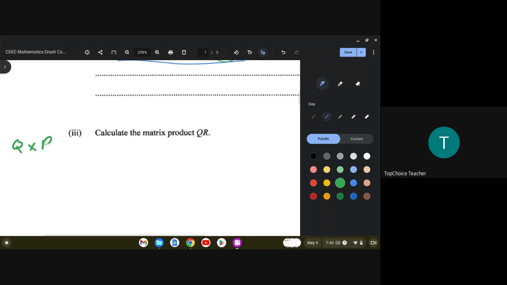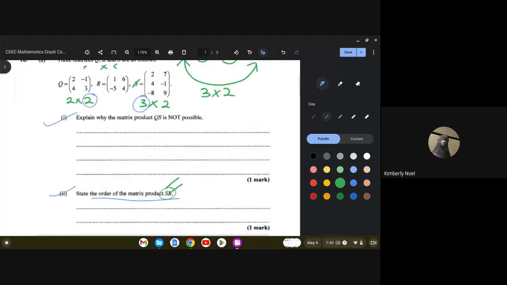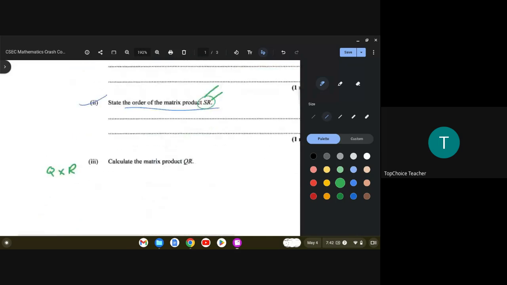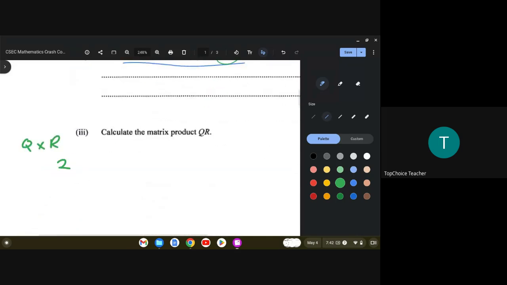Q times R. You all remember, right? Yes, sir. Let's do it together. So matrix Q is 2, -1, 4, 3. Let me write that down here. 2, -1, 4, 3. That's Q. And we're multiplying it by R.